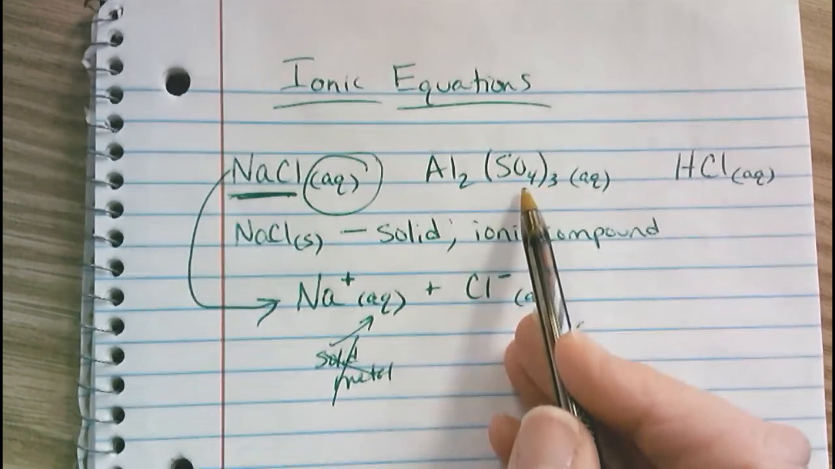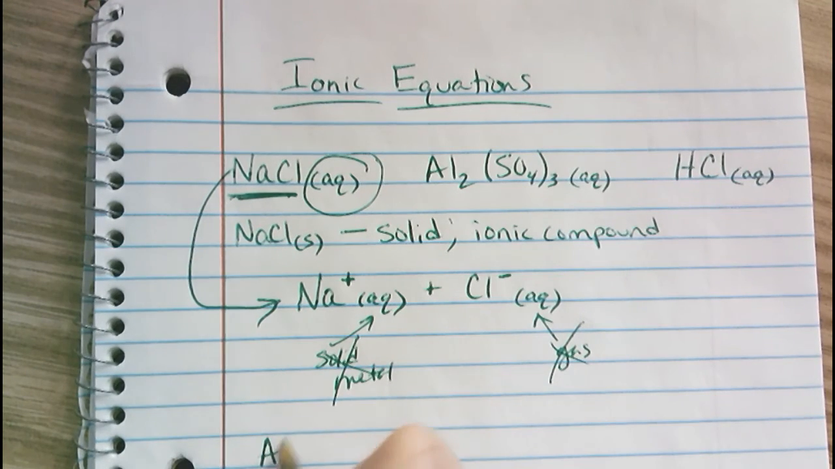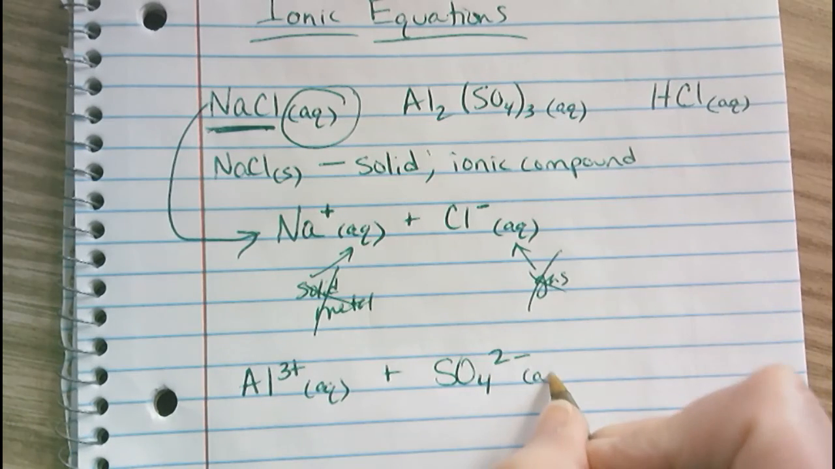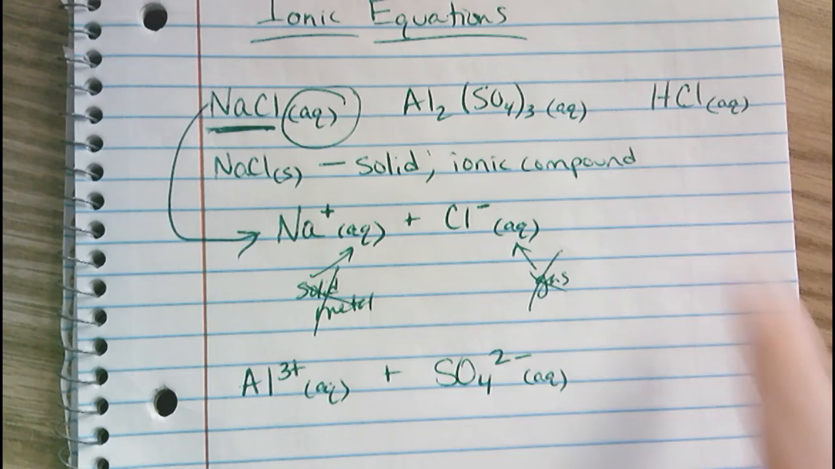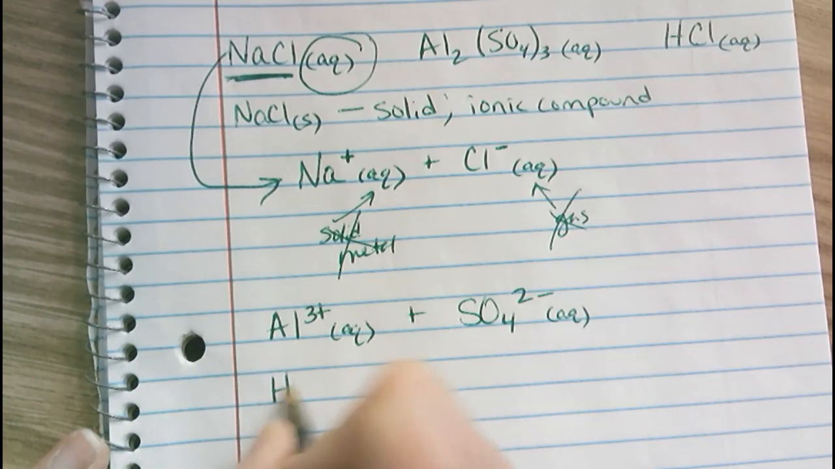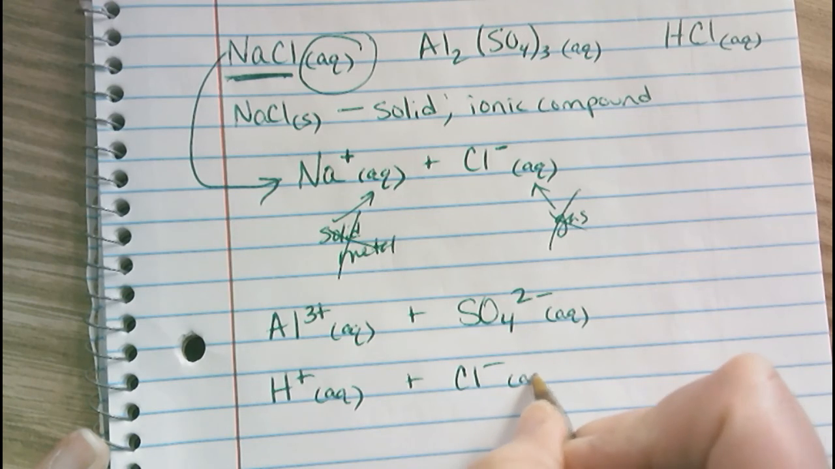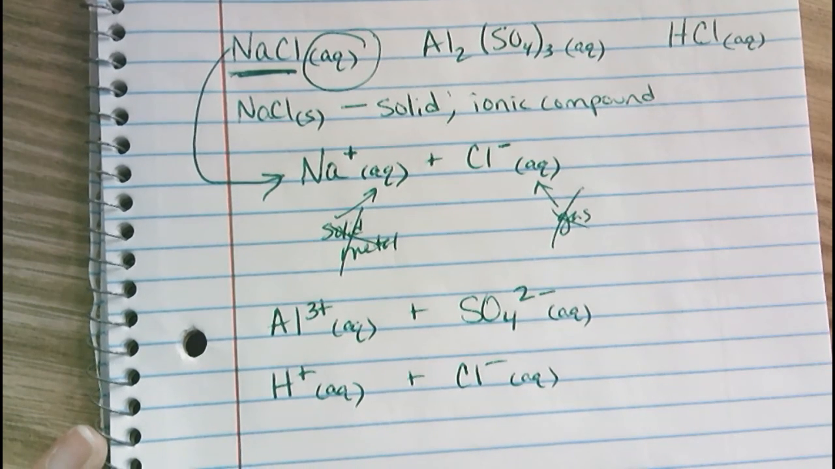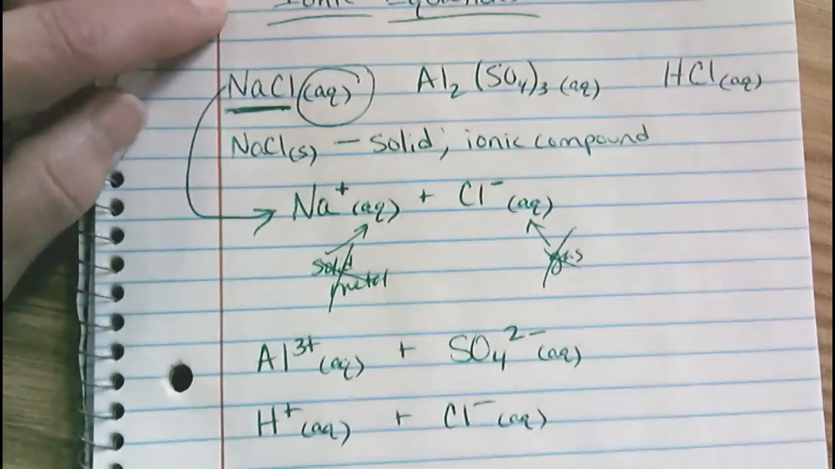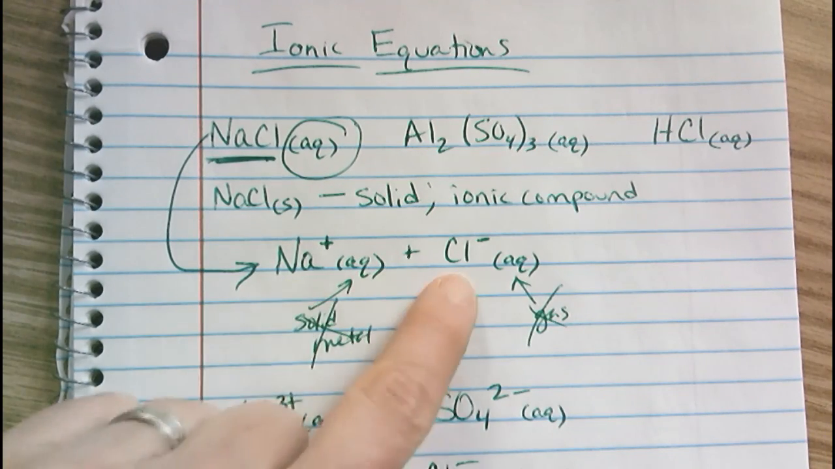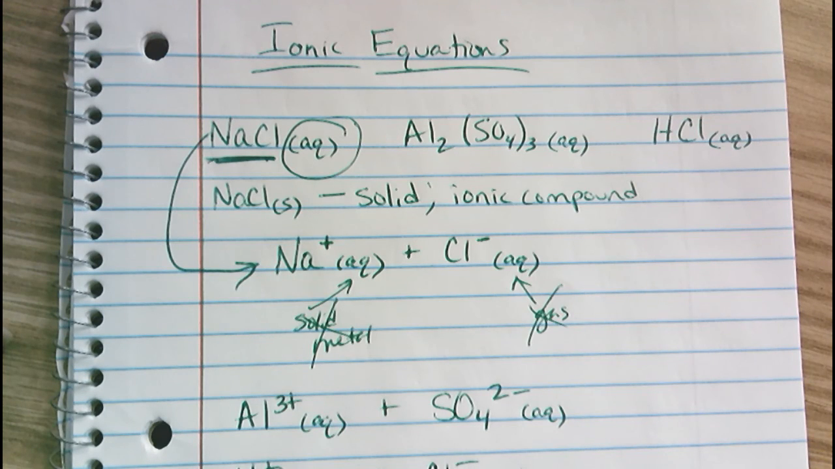So for the aluminum sulfate, you would have to write the aluminum ion, aqueous, and the sulfate ion. Have to include the charges. Aqueous. The hydrochloric acid, H+, and that's going to be aqueous, and the chloride ion, also aqueous. So when we are writing ionic equations and we break apart our aqueous solutions, they are written as ions with charges, and they have to be written as aqueous.